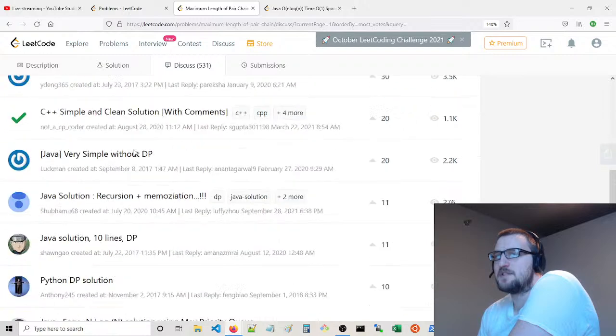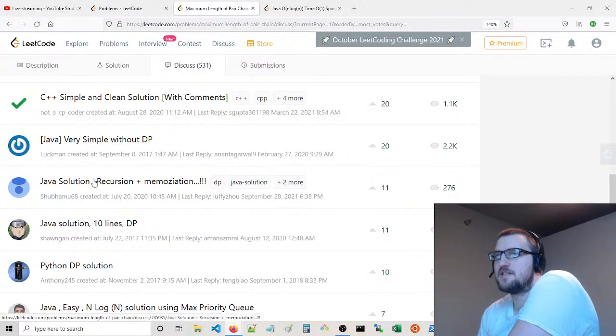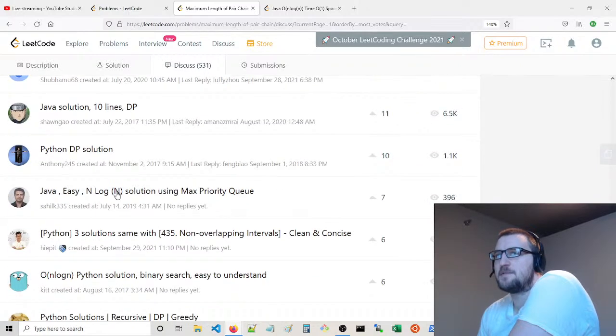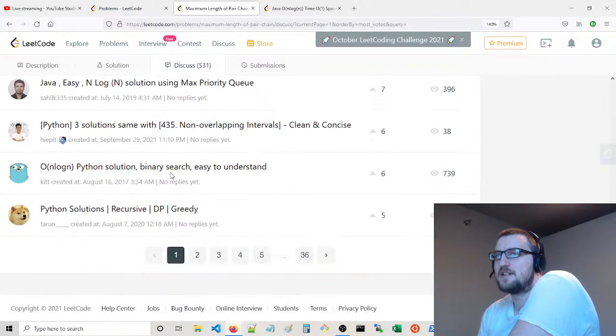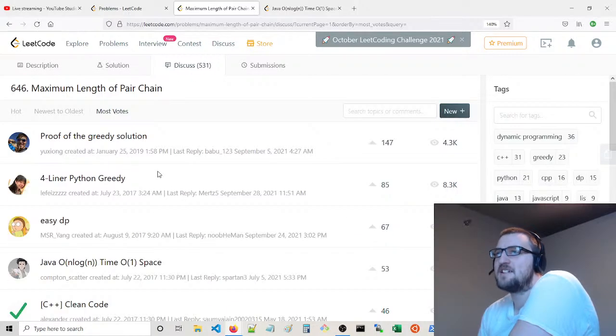Very simple DP. Very simple DP without DP. I'm annoyed, using a max priority queue. Binary search, easy to understand. I didn't get it. I don't know, man. I thought this looked recognizable. It looked like something I've seen before.